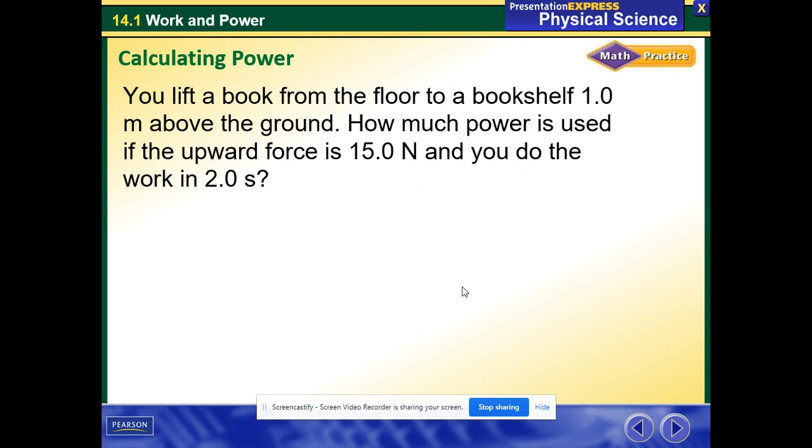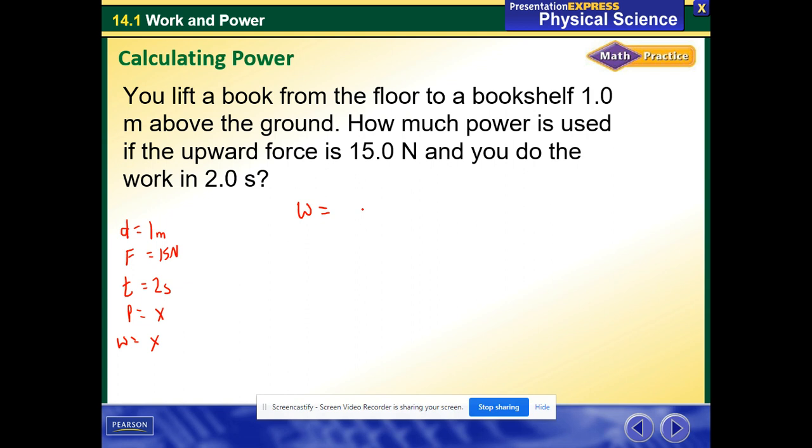This problem is solved much in the same way. You have to realize what you're given and what you're trying to find. Notice that here it's giving me a distance of 1 meter. It's giving me a force of 15 newtons. It's giving me a time of 2 seconds. I do not know my power, and I also don't know my work. So just like the last one, I have to solve for work first.